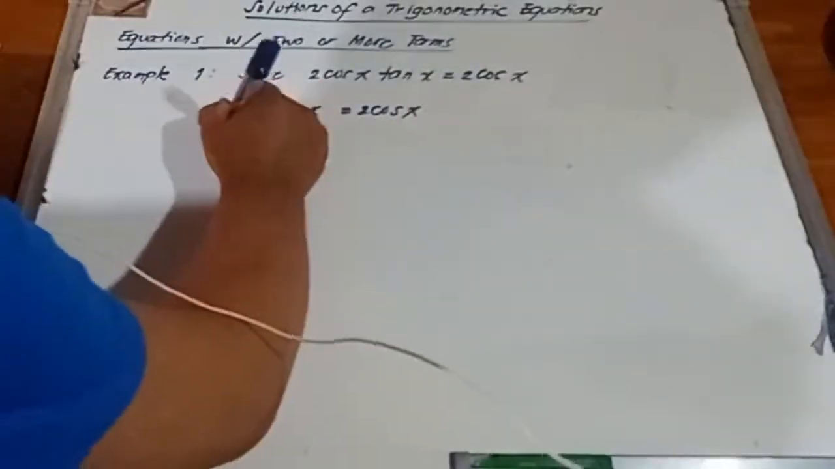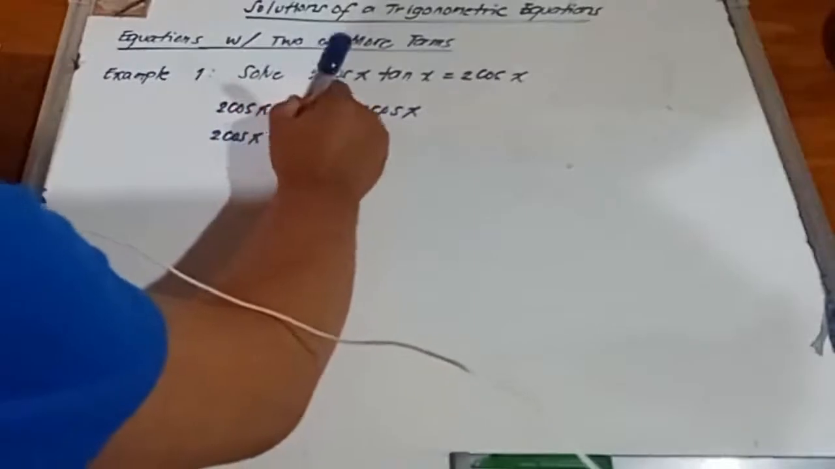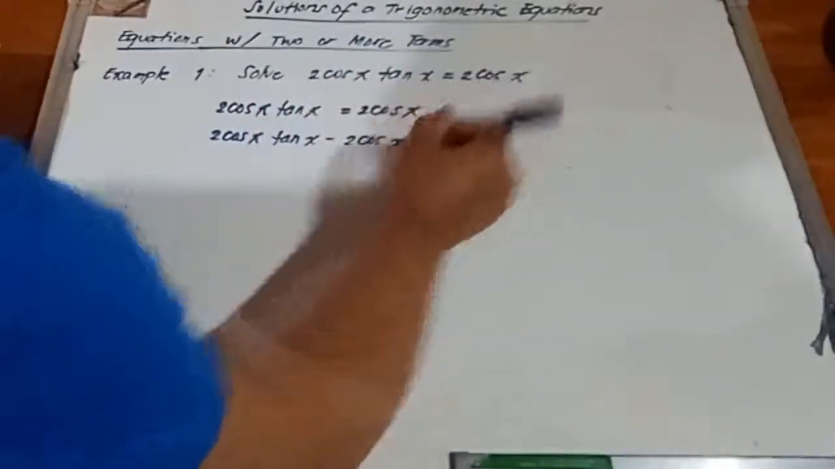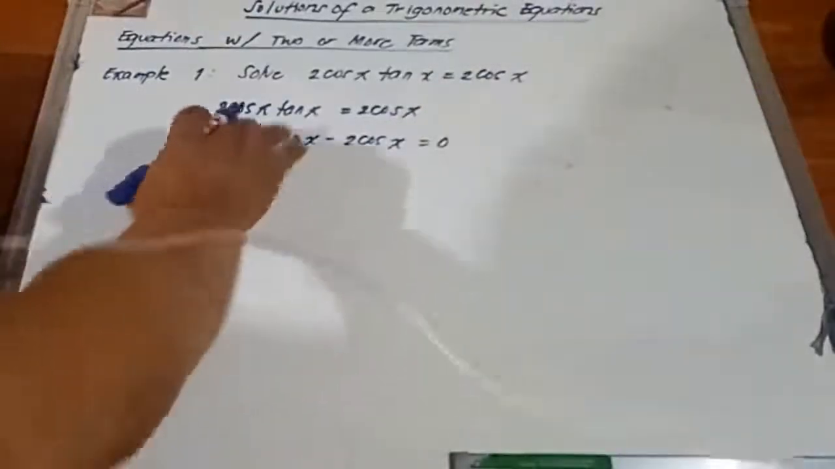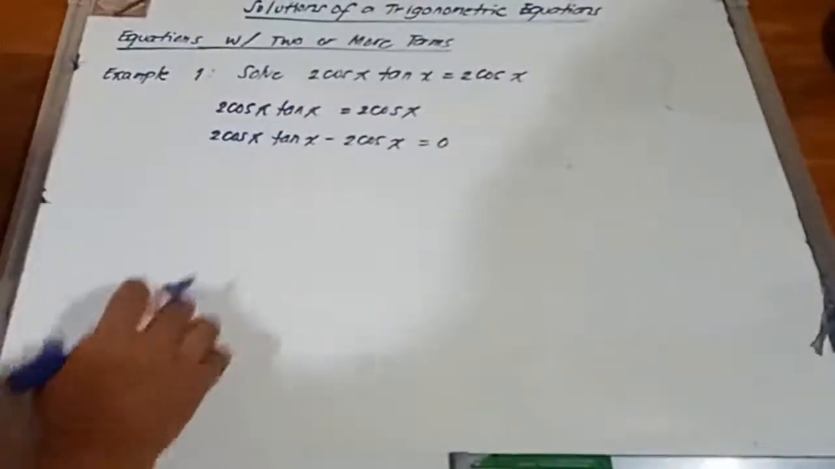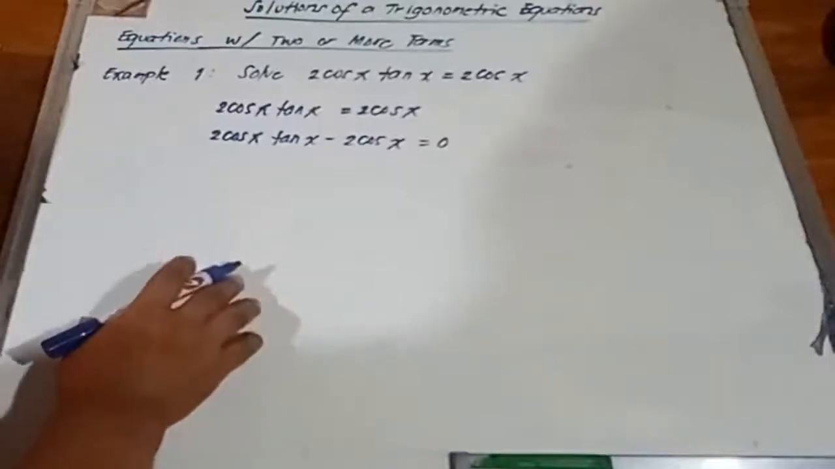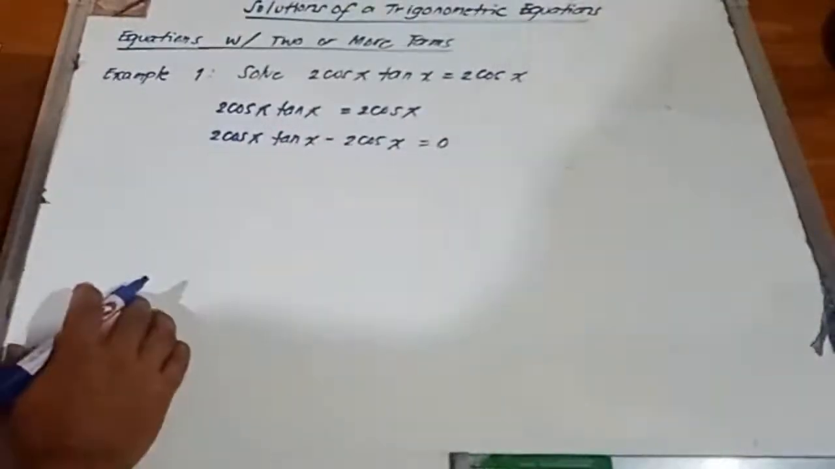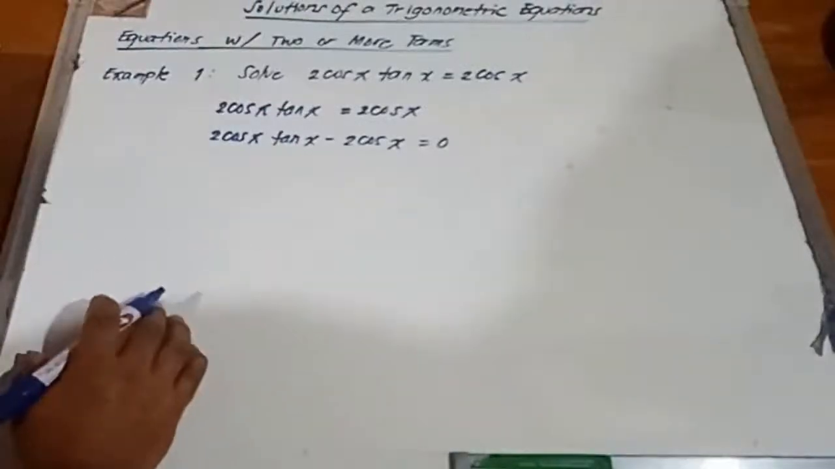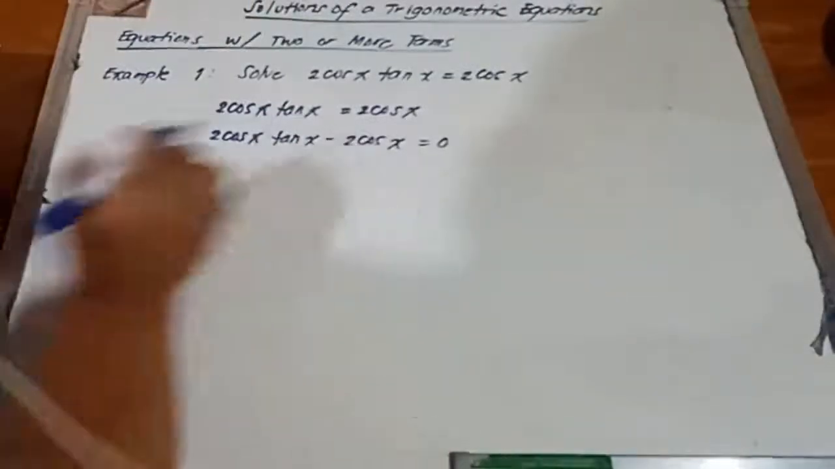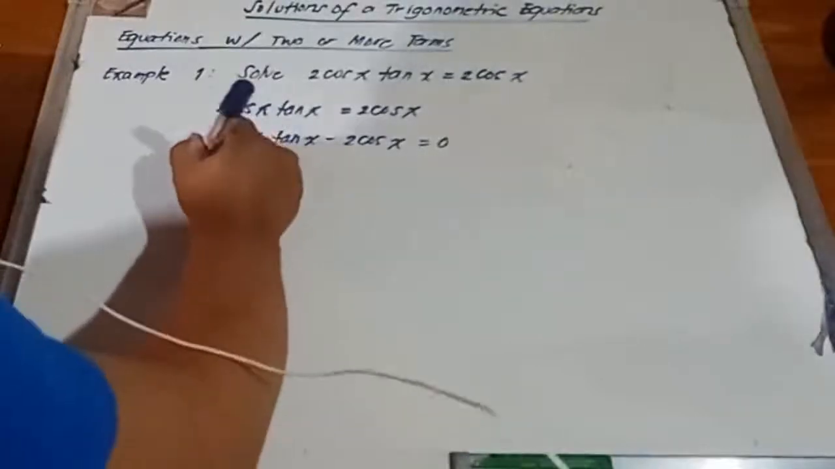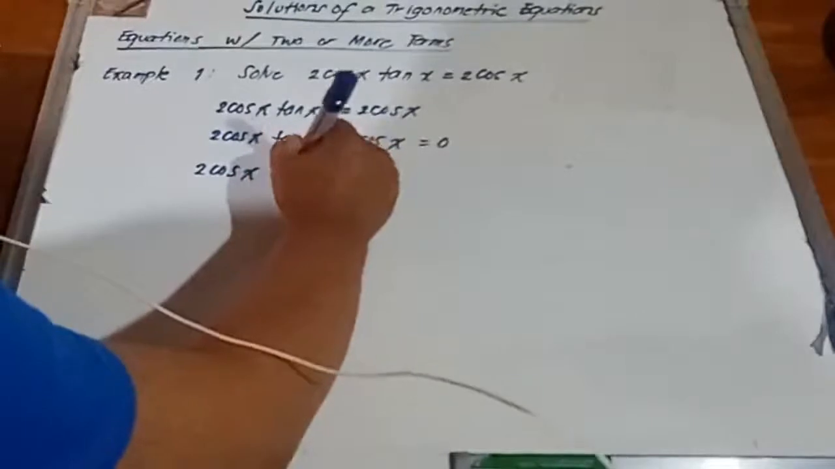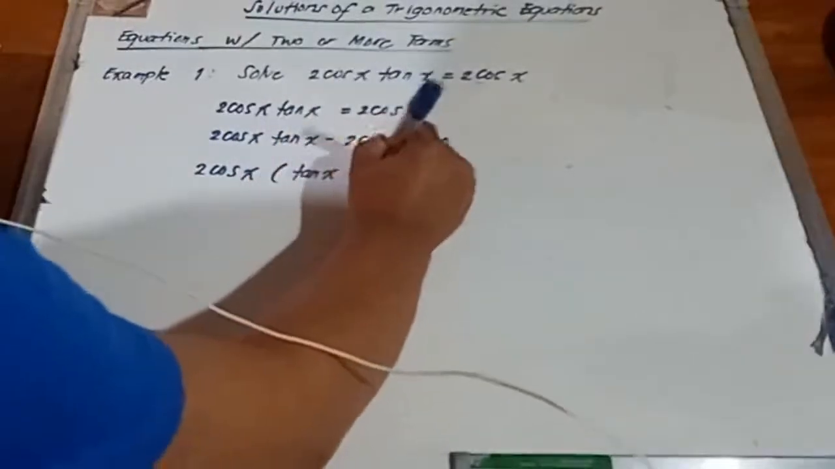So, we have 2 cosine x tangent x minus 2 cosine x equal to 0. Common mistake dito, nagdi-divide both sides ng common terms sa left and right side of the equation. So, never do that. Gawin natin 0 yung right side and then mag-apply tayo ng factoring. Okay? Or gamit tayo ng trigonometric identities. So, factorable ang 2 cosine x. So, factor natin 2 cosine x quantity, tangent x minus 1 equal to 0.